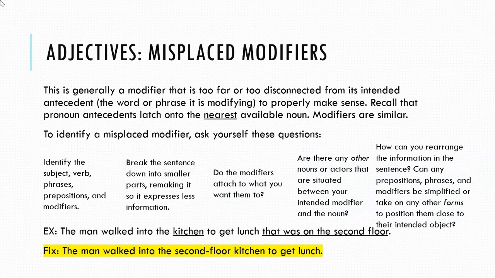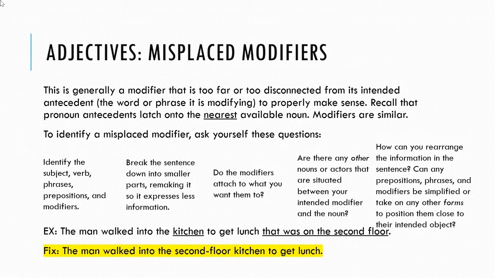How can you rearrange the information in the sentence? Can any prepositions, phrases, and modifiers be simplified or take on any other forms to position them close to their intended object? An example of a sentence with a misplaced modifier is as follows. The man walked into the kitchen to get lunch that was on the second floor. Notice how it's unclear whether the kitchen or the lunch was on the second floor.